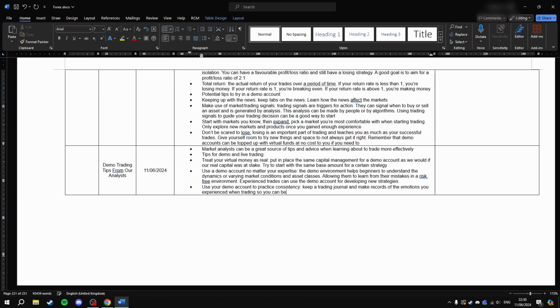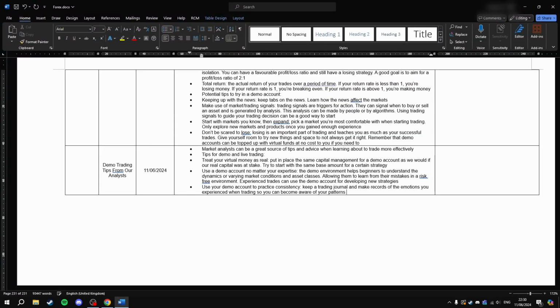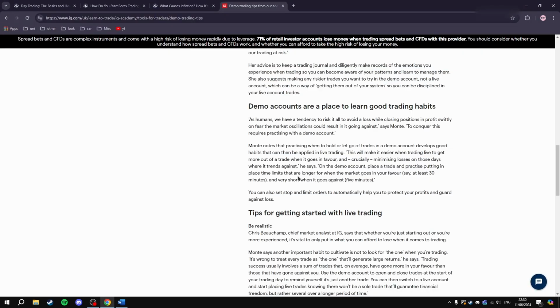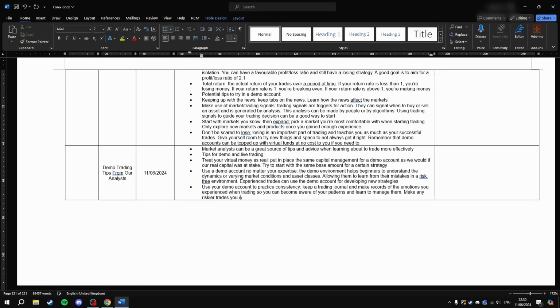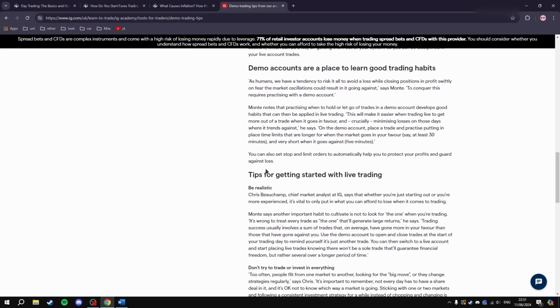So you can become aware of your patterns and learn to manage them. Make any riskier trades you want in the demo account. Demo accounts are a place to learn good trading habits.